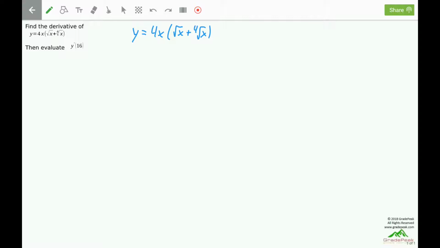Another option is to physically take the product if possible. That's often going to make the derivative easier to find. And we are able to find the product directly here because we can distribute the 4x in. Before I do that, I may write the roots as fractional exponents. It'll make it easier to distribute the 4x in.